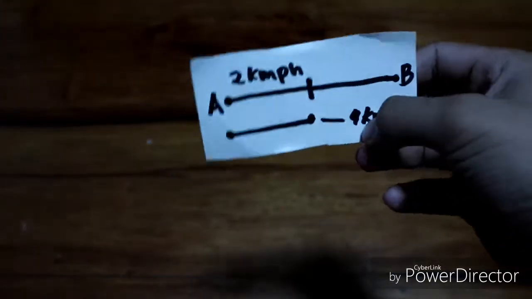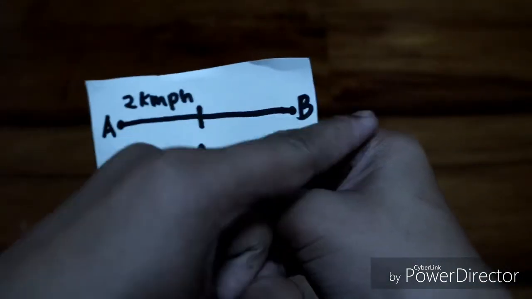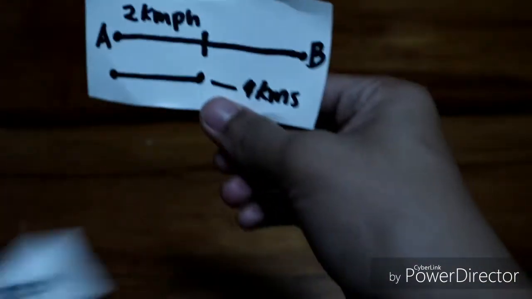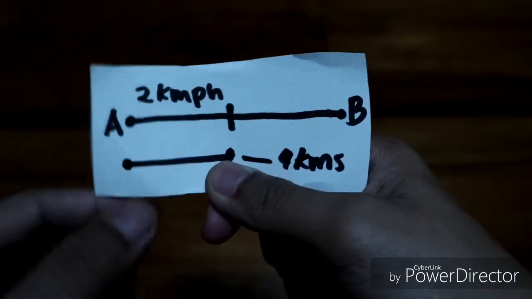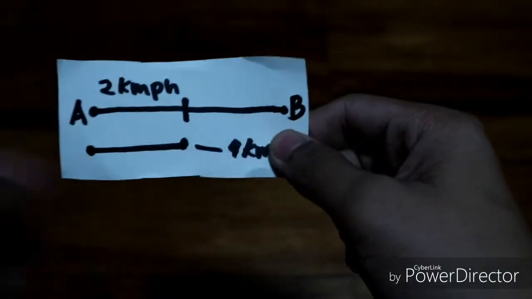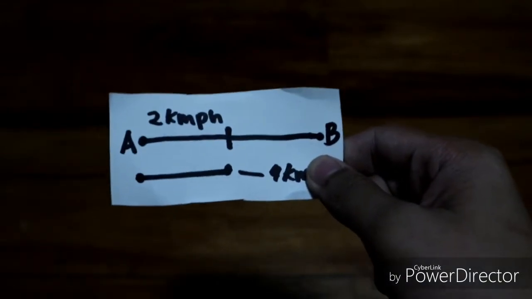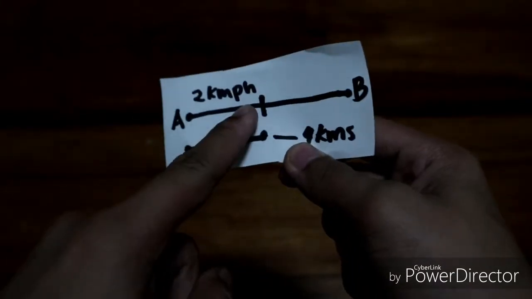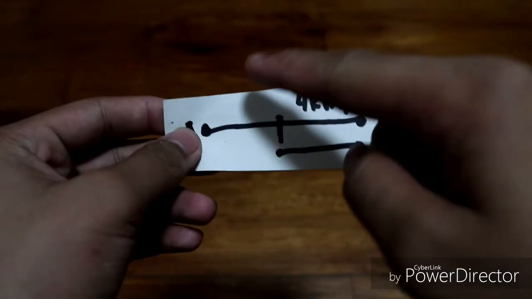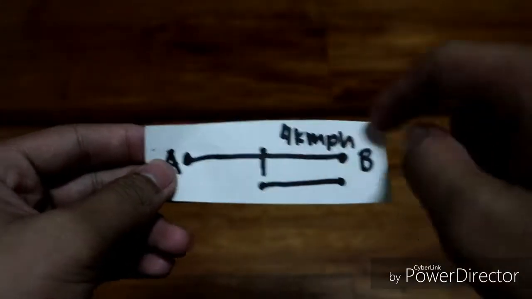Okay, so here's the example. The distance of point A to point B is 8 kilometers. In this example, a boy traveled and covered half of the distance of A to B, which is 4 kilometers, and he traveled with the speed of 2 kilometers per hour.